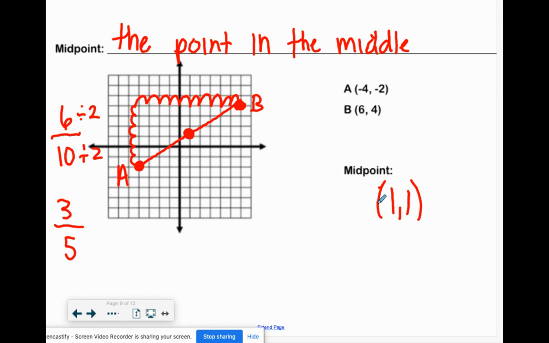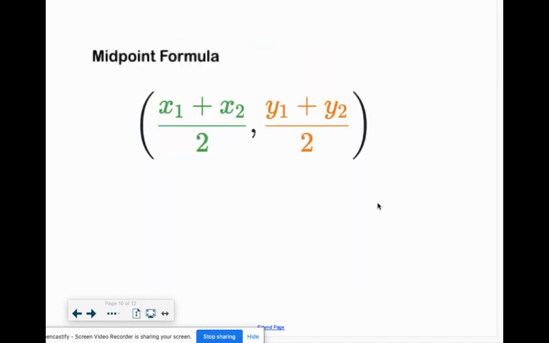So if you have a graph, you can count like that if you want. But what's nice in math is typically there's always a shortcut or an easier way. And we have one for this, and it's called the midpoint formula. So do you want to write that down in that box where it says midpoint formula? Write this formula down. It's very easy. I think you guys will like it.